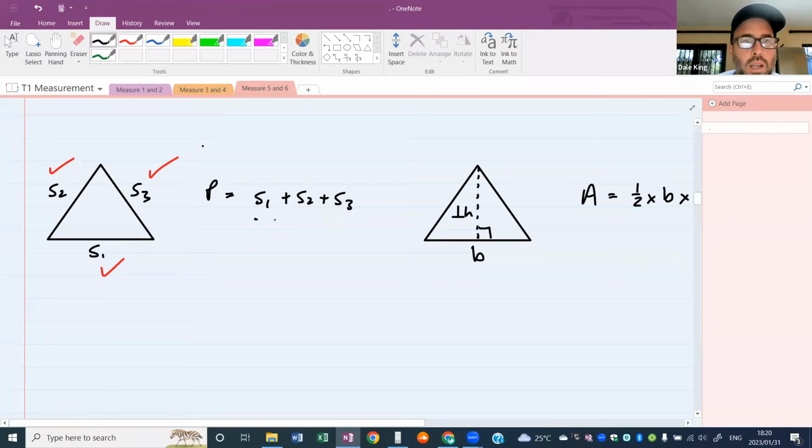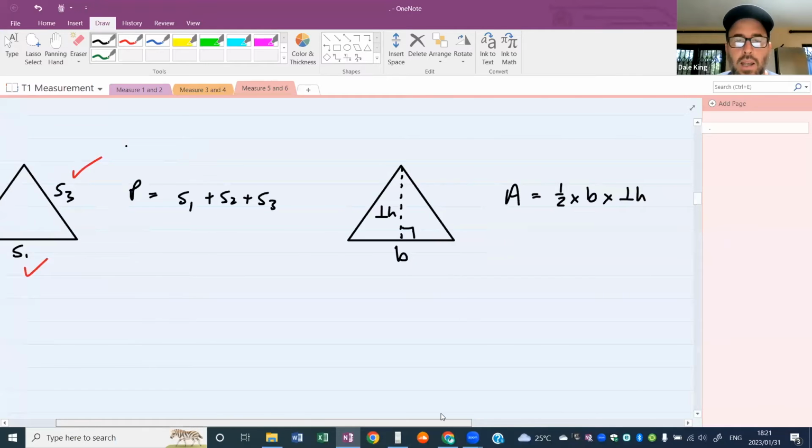Okay, so I've got S1 plus S2 plus S3. It's one side plus another side plus a third side. I just called them S1, S2, S3. I didn't call them S and S and S because that would mean all three sides are the same. So we say S1, S2, S3, because they could all be different. Okay, but you need three sides. You add them all up to work out the perimeter of a triangle.